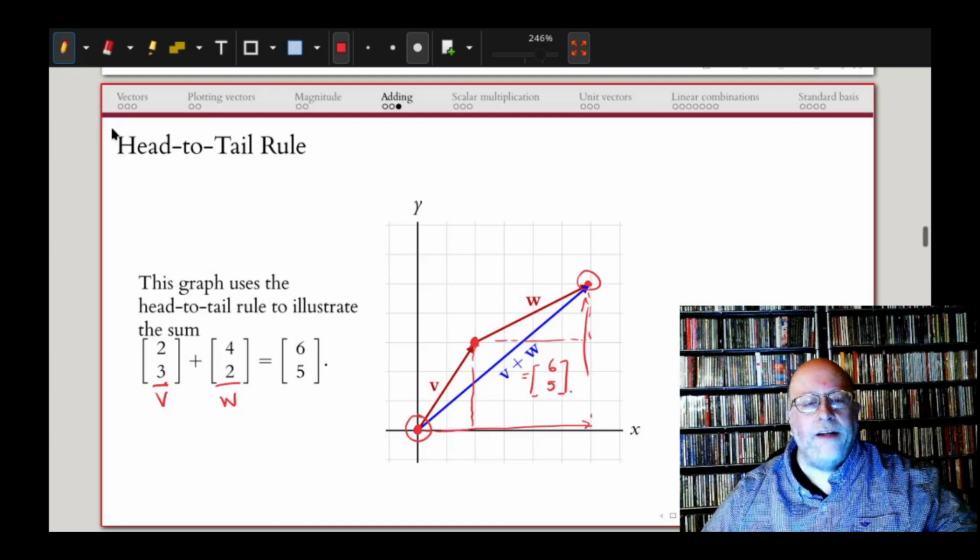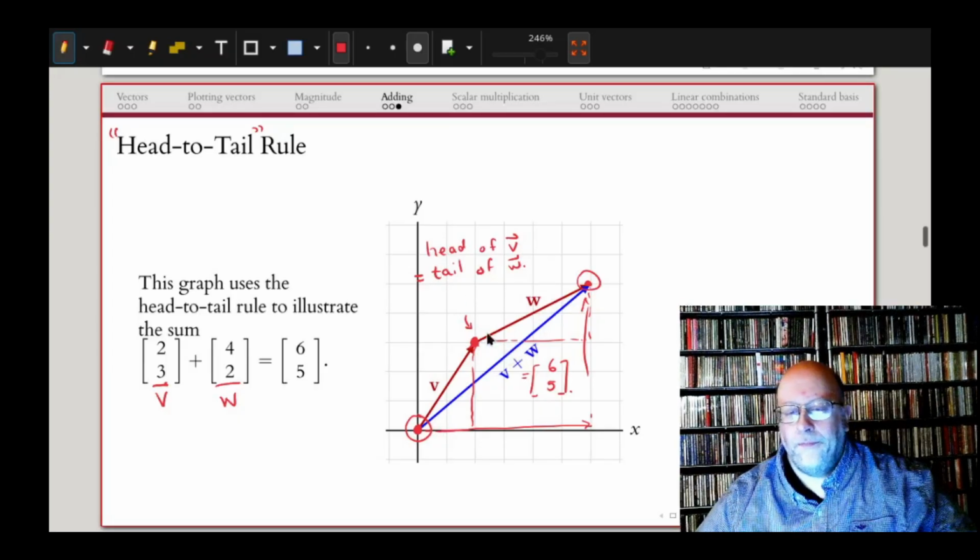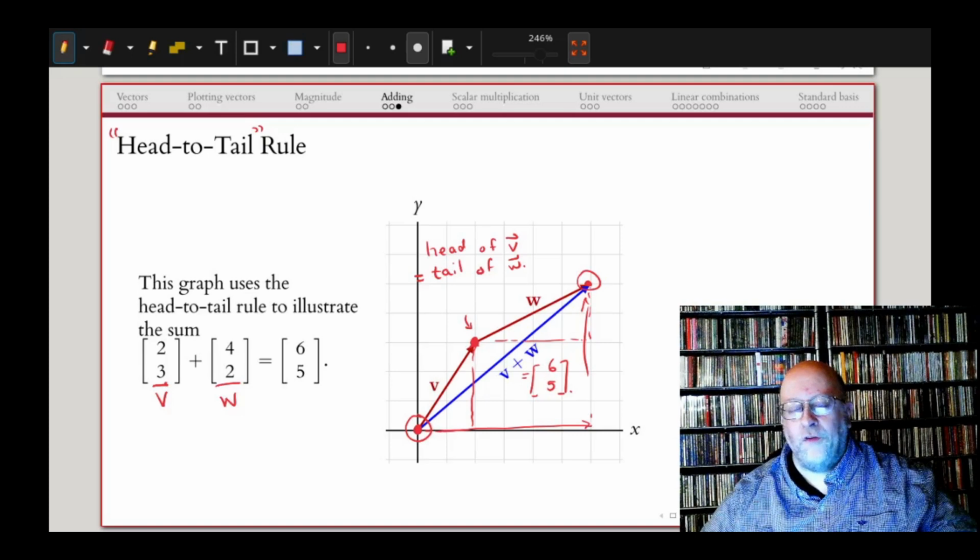We call this the head-to-tail rule because the point where the two vectors that we're adding together meet is the head of vector v, but it's also the tail of vector w. And so we line up the head of one vector with the tail of the other vector. And that's how we can visually represent the sum of two vectors.